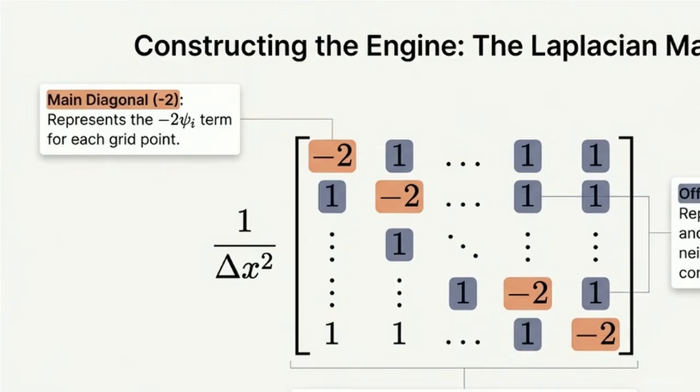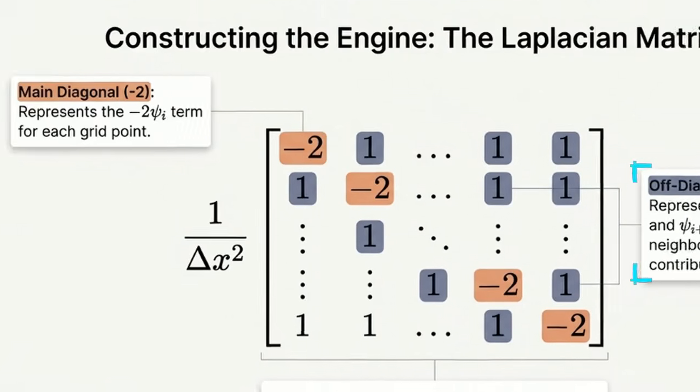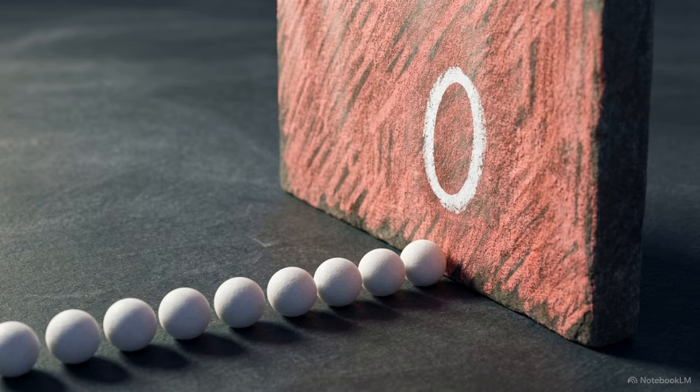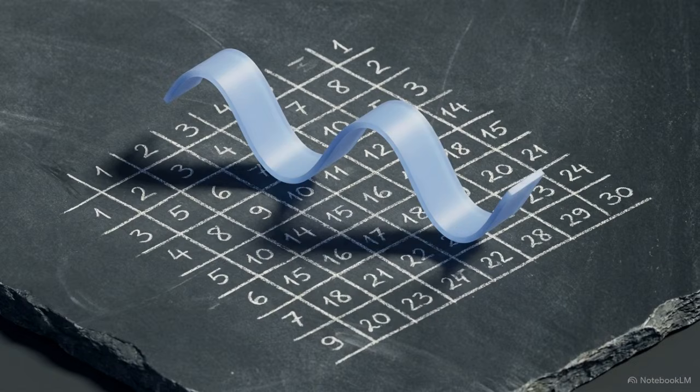We hold these equations inside a tridiagonal Laplacian matrix. The stencil center point maps down the main diagonal, filled by -2 values. Neighboring point interactions fill the bands immediately above and below, populated by +1 values. The edges of the box are implicitly excluded from this matrix to strictly enforce our boundary condition that the wave function remains 0 at the walls. This specific geometric arrangement of numbers encodes the complete physical curvature of the confined space.